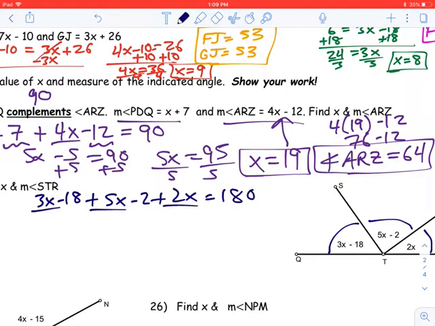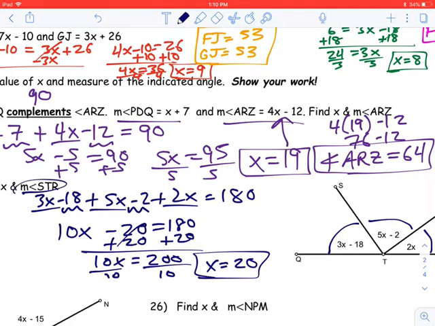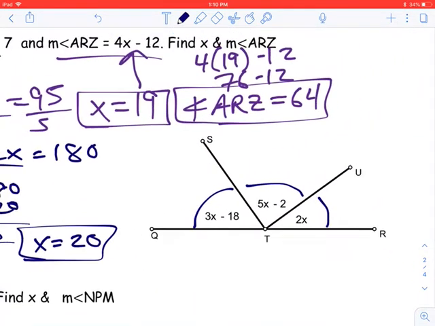So I've got 3 plus 5 is 8, plus 2 is 10x, and then these two together give us negative 20. And so I add 20 to both sides to get 10x equals 200. Divide by 10, I get x equals 20. But I want STR, so I got to plug in 20 to here. So when I plug in 20 to 2 times 20, that's 40.